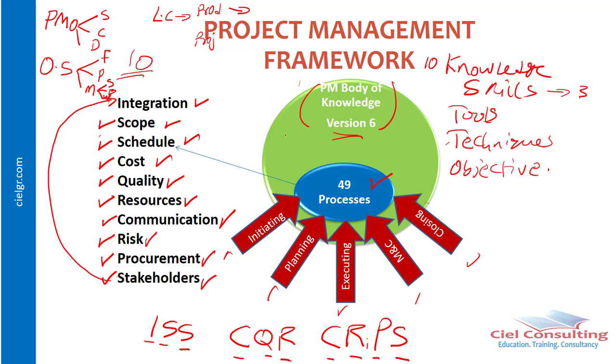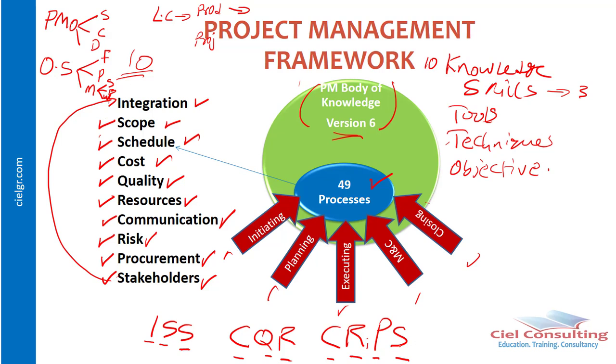Then again, we took a look at the 5 process groups that we have, which of course included initiating, planning, executing, monitoring and controlling, and closing. And then finally, we discussed the 10 knowledge areas, for which we came up with the mnemonic CORE CREEPS, which stands for integration, scope, schedule, cost, quality, resource, communication, risk, procurement, as well as stakeholders.